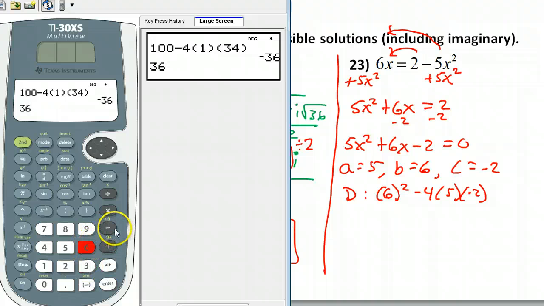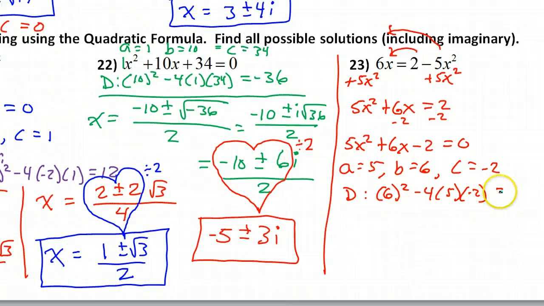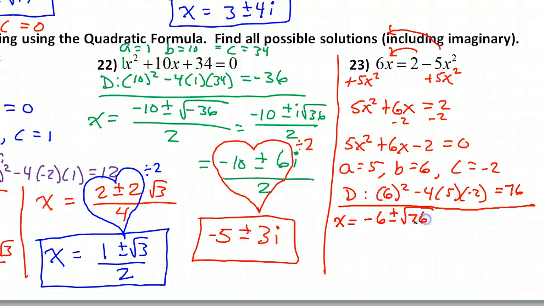So just do that part in your head. So there's my b squared minus 4 times 5 times negative 2. Alright, so my discriminant is 76. So when I go to do the rest of the problem, man, I'm running out of space. I'm going to have x is equal to opposite of b, so negative 6 plus or minus square root of 76 over 2a. A is 5, so 2a is 10.